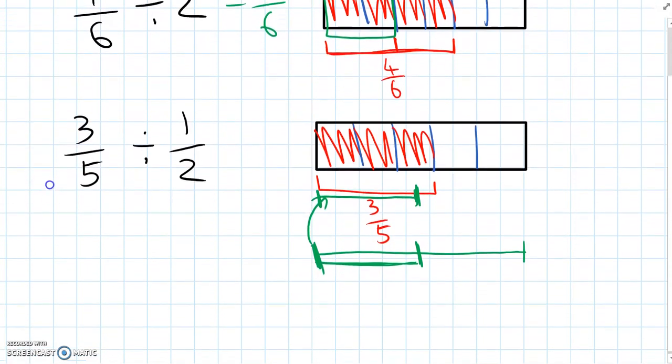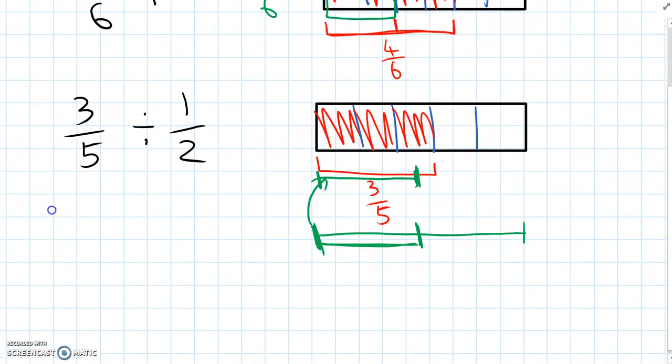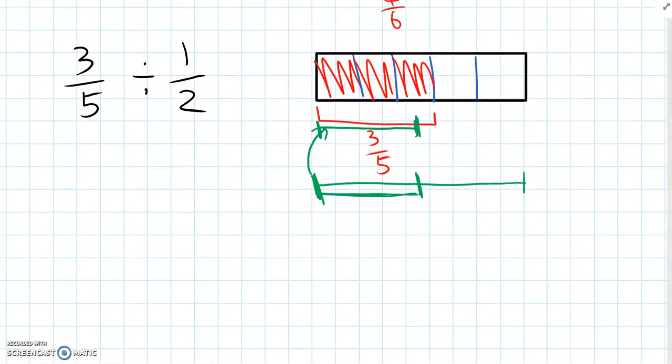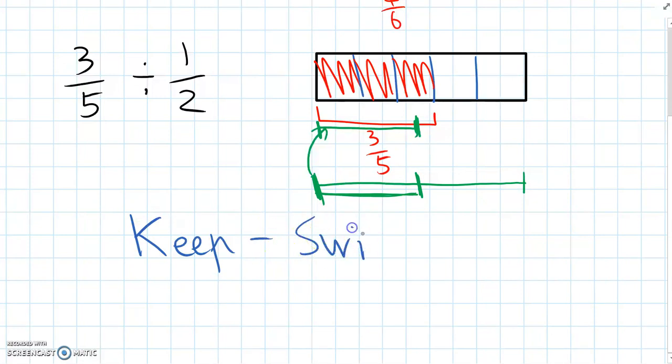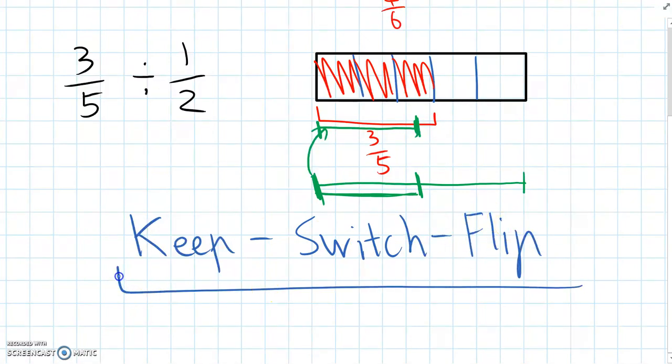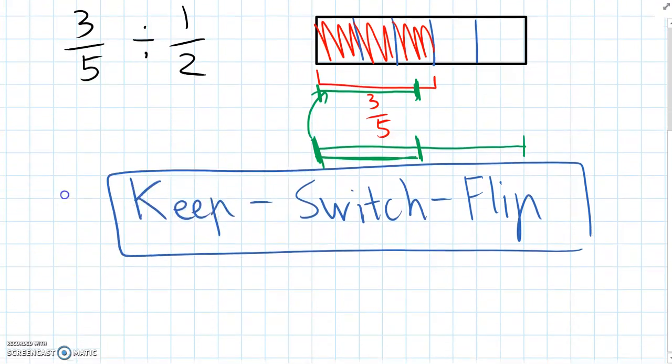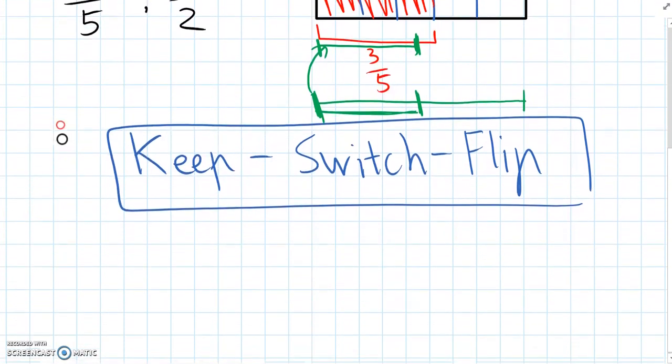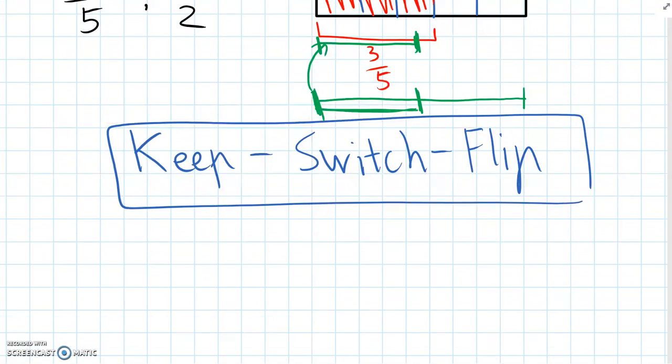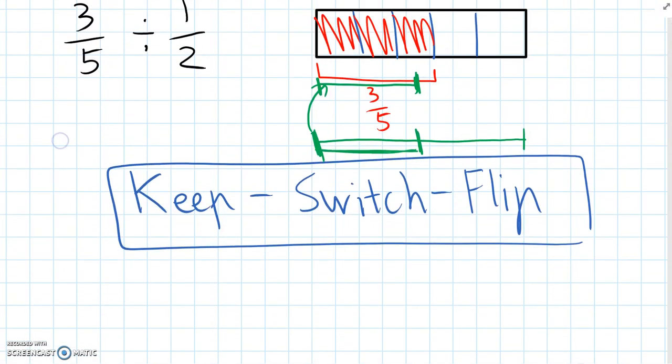So when dividing fractions gets too hard to do a picture, there's a shortcut method that we can use. And it's something that we should always remember. It's called keep, switch, flip. Keep, switch, flip. And that means you keep the first fraction as it was. So we'll practice with our example from before. 3/5 divided by 1/2.